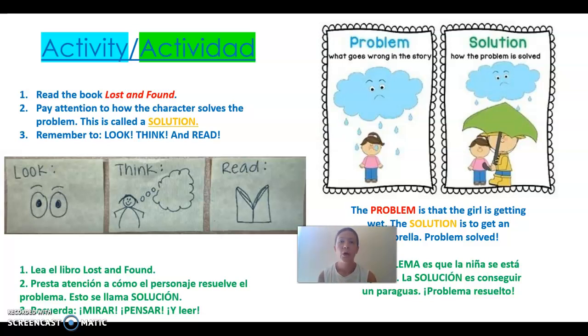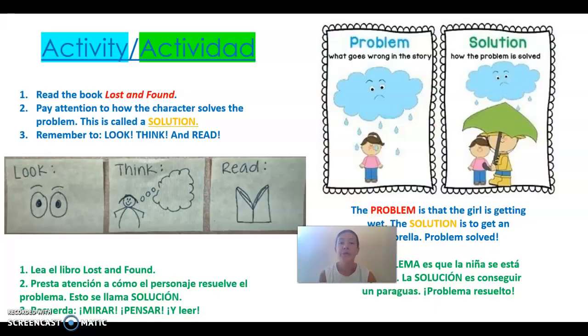Remember, we're going to be paying really close attention, magnifying glass, on the characters, thinking about how they're solving the problem. What is the problem? What is going wrong in the story that needs to be fixed? How do the characters try and fix that problem? And then in the end, how do they eventually fix the problem? What was their solution in the end?